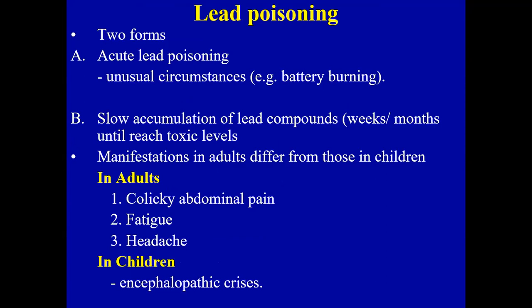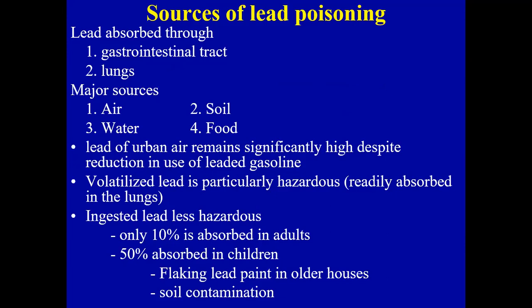Manifestation in the adults differ from the children وهو more common بالchildren طبعا. بالادلت يصير عندنا colicky abdominal pain, fatigue and headache. بالchildren يصير عندهم encephalopathic crisis. السورس منين يجي؟ يجي عن طريق الجاستروانتستينال تراكت or the lung. الميجر سورس هو الاير, soil, water and food.